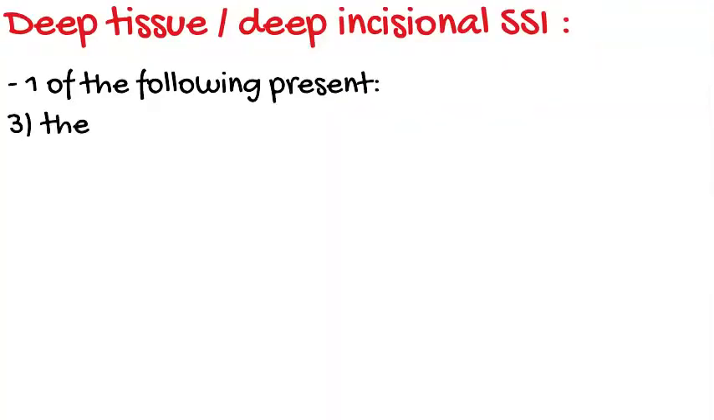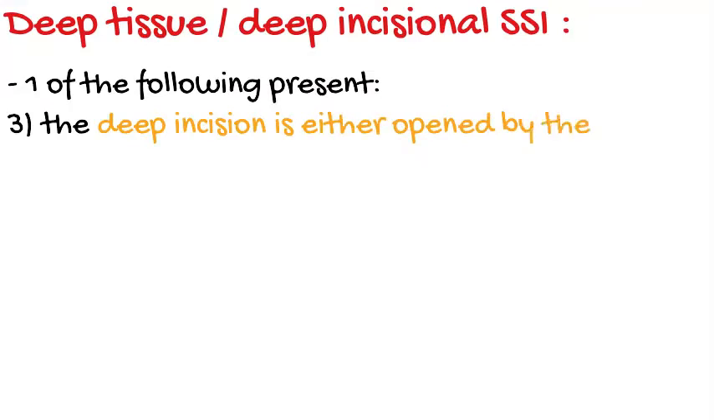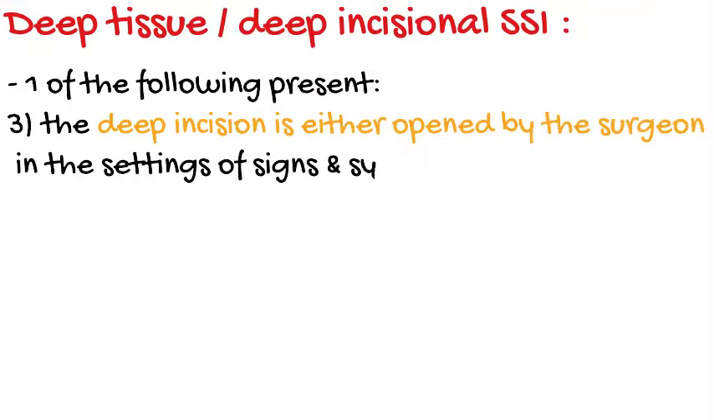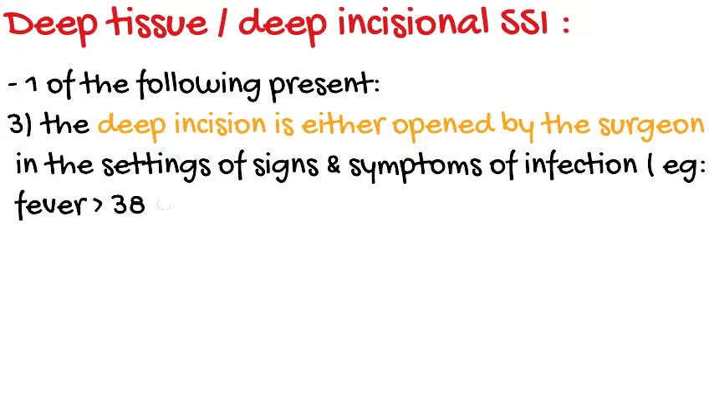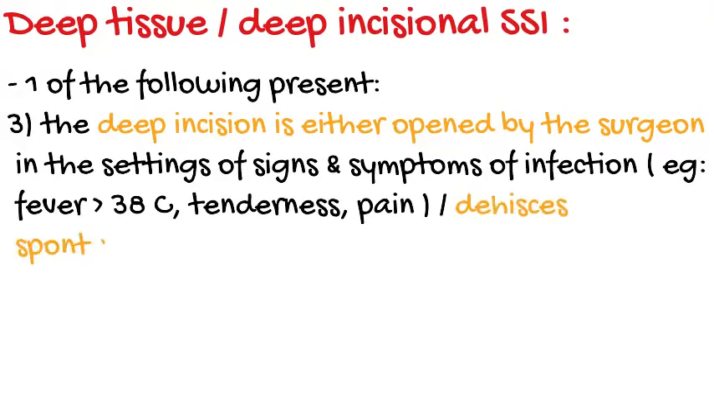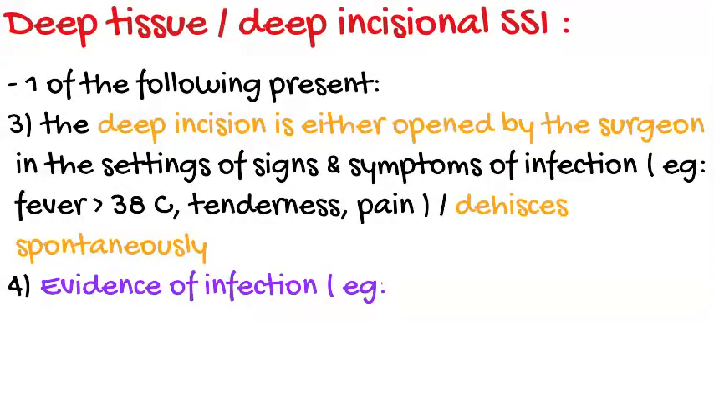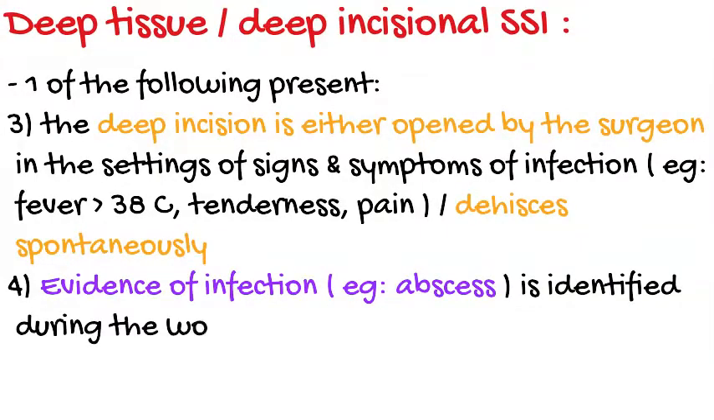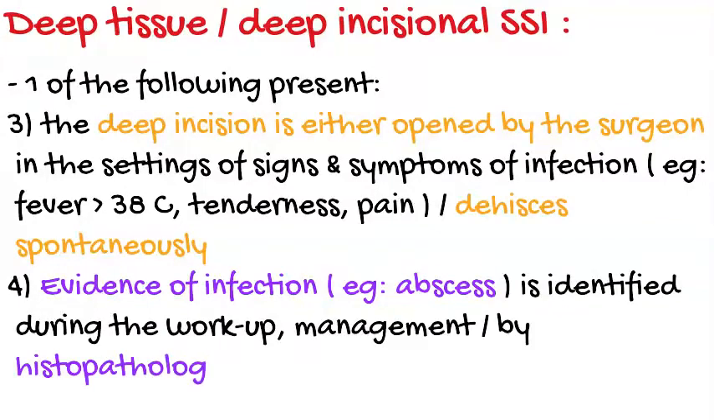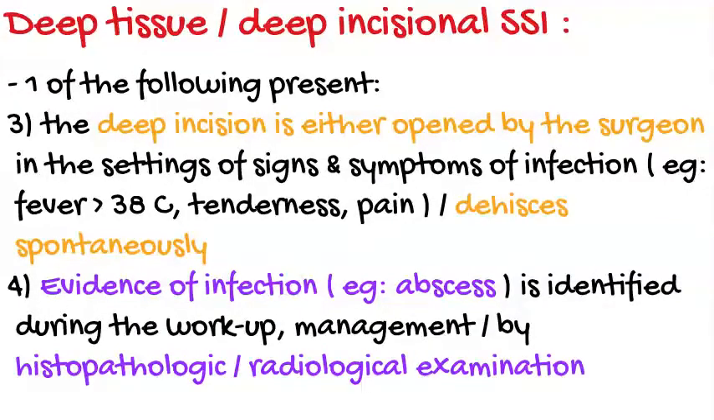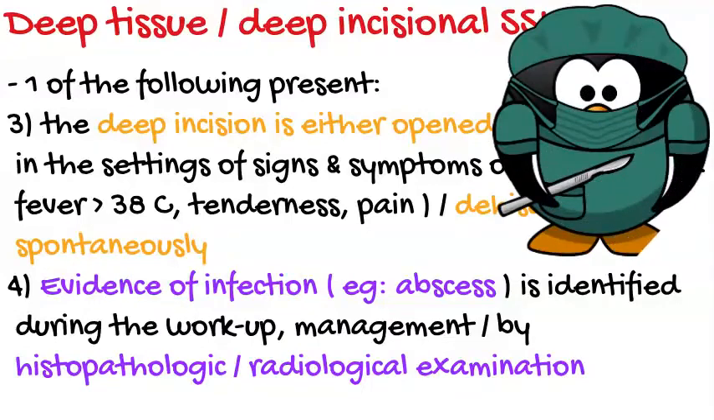Additionally, to diagnose a deep tissue or deep incisional surgical site infection, one of the following must be present. 3. The deep incision is opened by the surgeon in the setting of signs and symptoms of infection, for example whereby the patient develops fever more than 38 degrees, tenderness, pain, or it dehisces spontaneously. Number 4, evidence of infection, for example an abscess identified during the workup or management or by histopathologic or radiological examination.